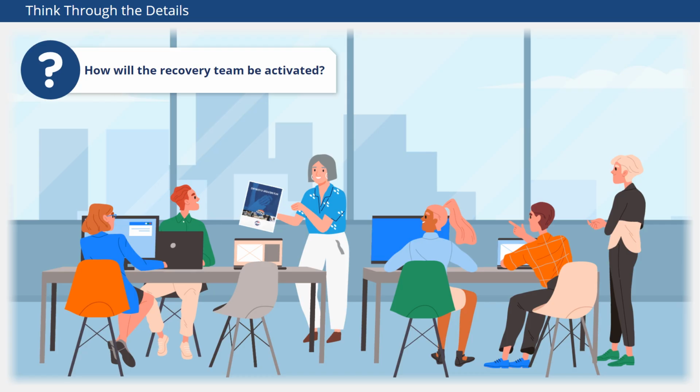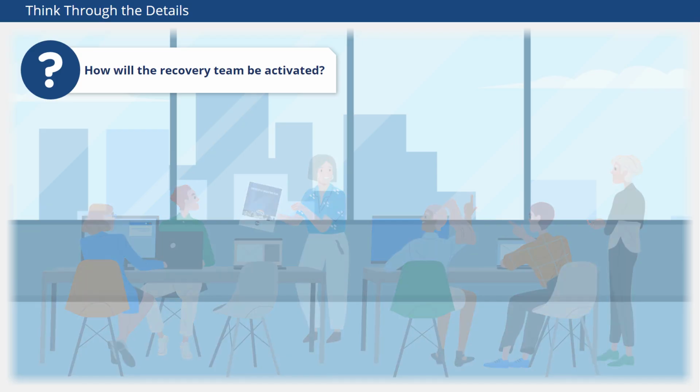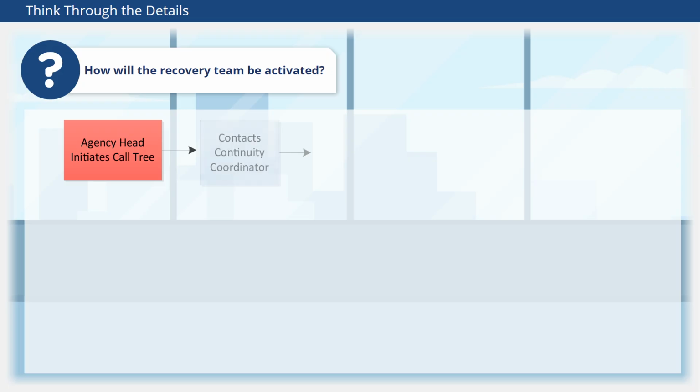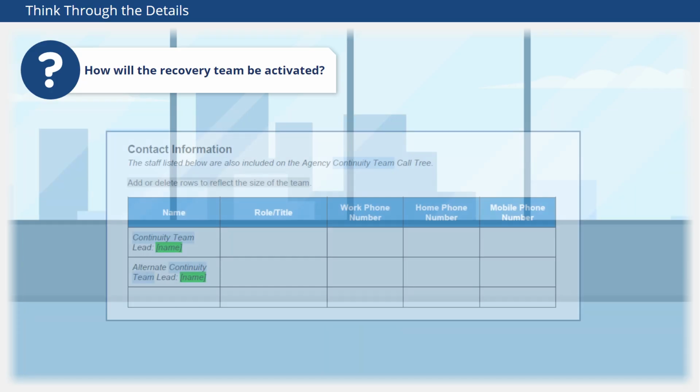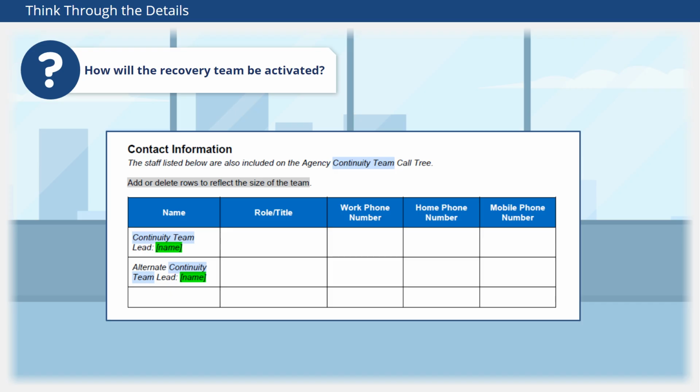How will the recovery team be activated? After an incident has occurred, your continuity team should be activated. This team will put the COOP into action and begin working on recovery. Develop a call tree to contact the continuity team so team members are contacted quickly and in the proper order. Be sure to update the contact information regularly.